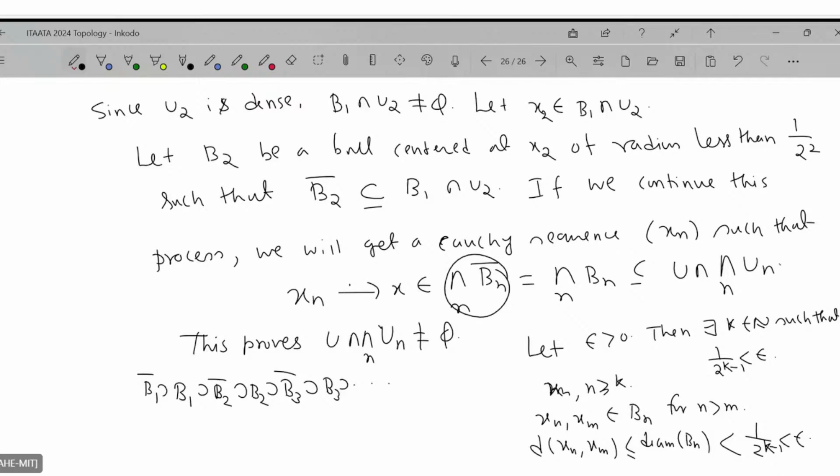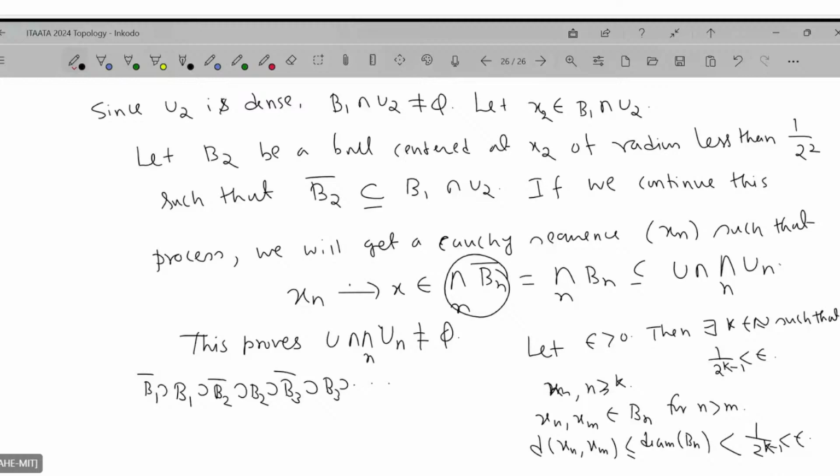Okay, that's all for this. Yeah, the Cantor intersection theorem you can also use for this case because it's a nested case. Yes, correct. Okay, any question?